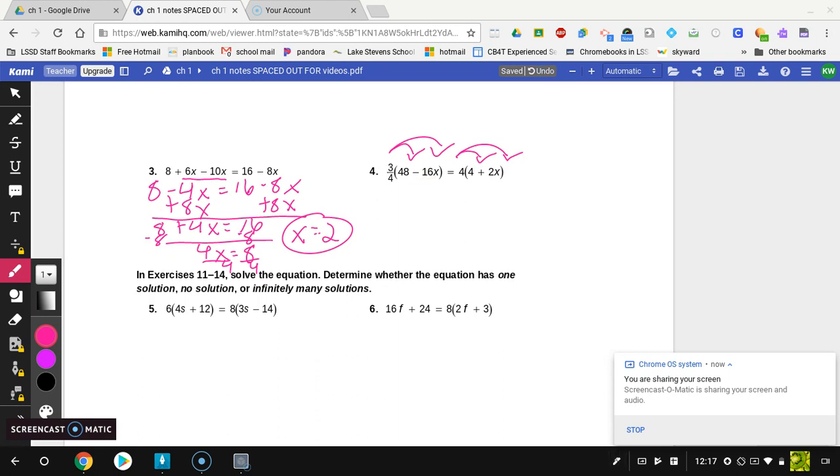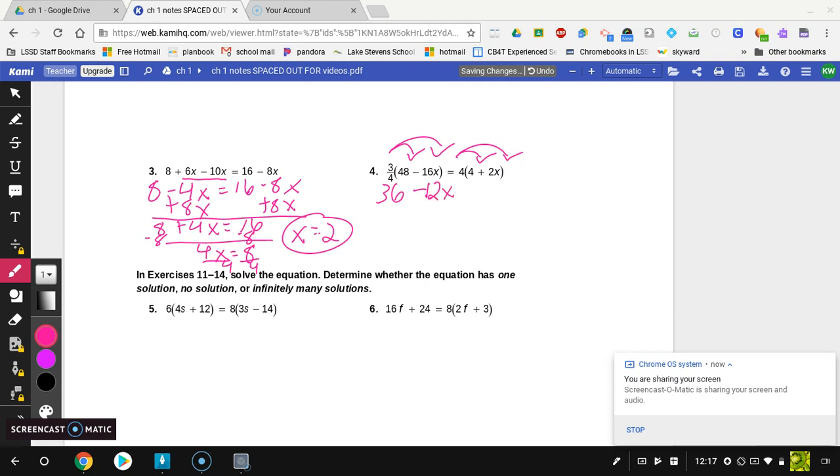Okay, so 3/4 times 48, 3/4 of 48 is... I hit a wrong button on my calculator. Times 48. 36 minus, and now we're going to do our 3/4 times our 16, which would give us a 12, and we still have our x on it.